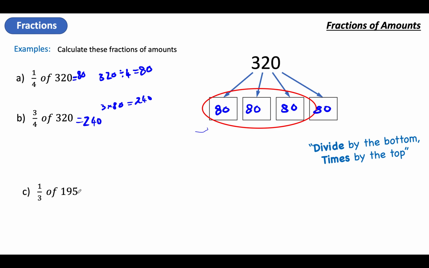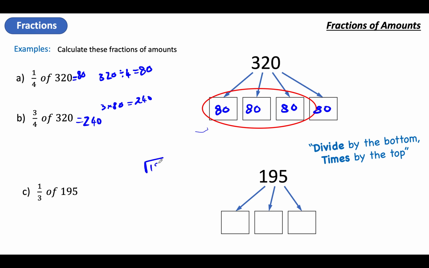So 1/3 of 195. So let's do it again, right? So that means cut it into 3 equal pieces. There we go, because the bottom number is 3, so I've got to cut it into 3 pieces. 195. Oh, I'll tell you what, let's do it at the bus stop again. 195. I want to cut it into 3 pieces.